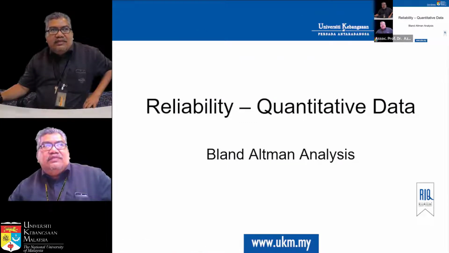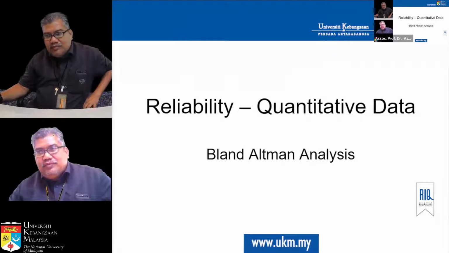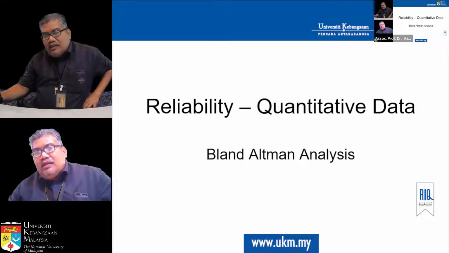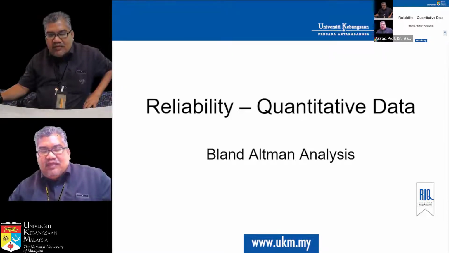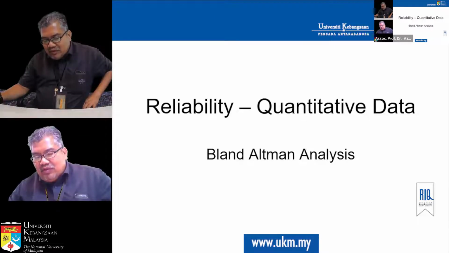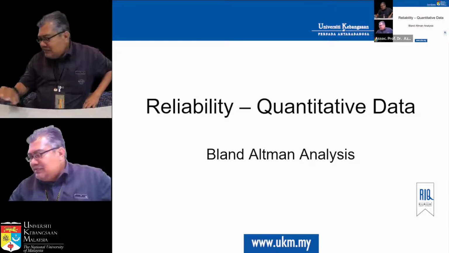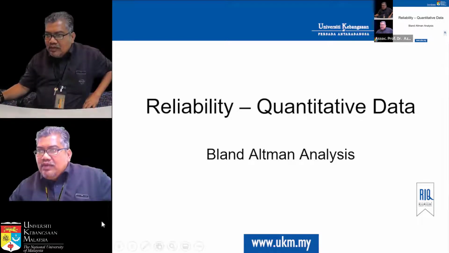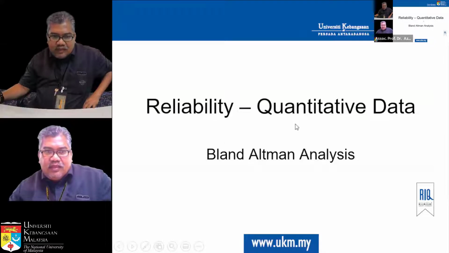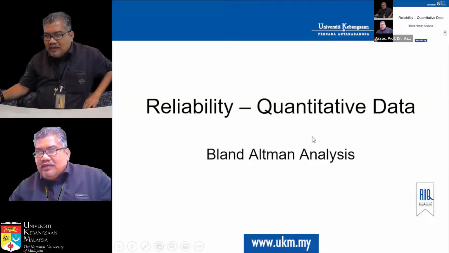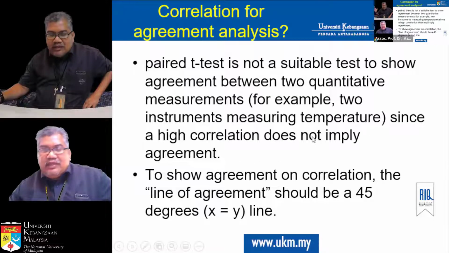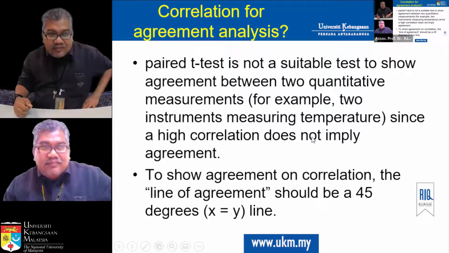That one is for categorical data, yes or no: diabetic or not diabetic, nephropathy or no nephropathy. However, if your data is continuous in nature, then you have two possible analyses. One is the Bland-Altman analysis, and the other one is Cronbach's alpha. Sorry, there's another one, the ICC statistic.